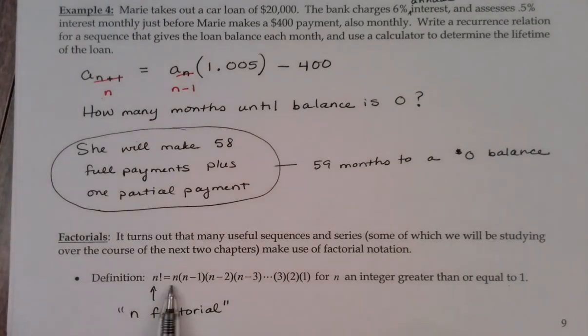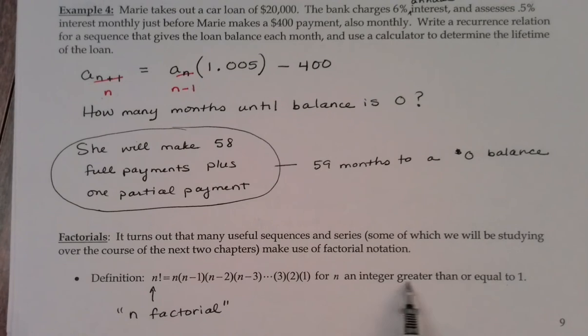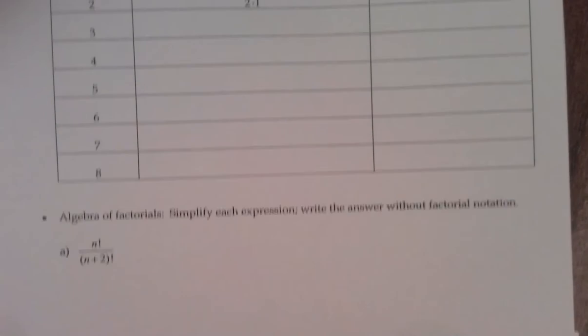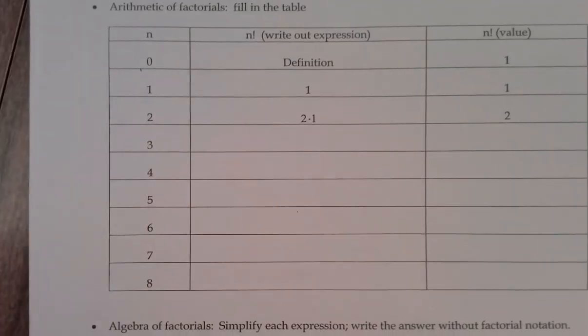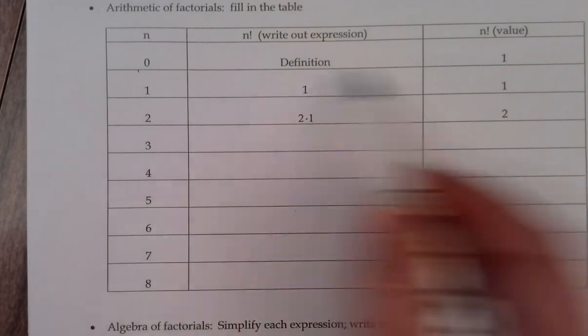And what we do is we take the number n, and we multiply it by 1 less, 2 less, 3 less, etc., down to 1. This factorial function is defined where n is any integer greater than or equal to 1. So let's take a look at finding factorials, just to get you used to this. By the way, 0 factorial by definition is 1.